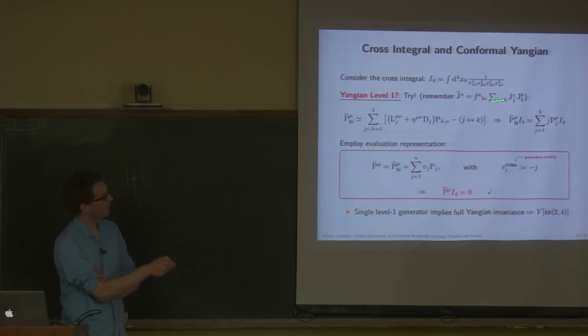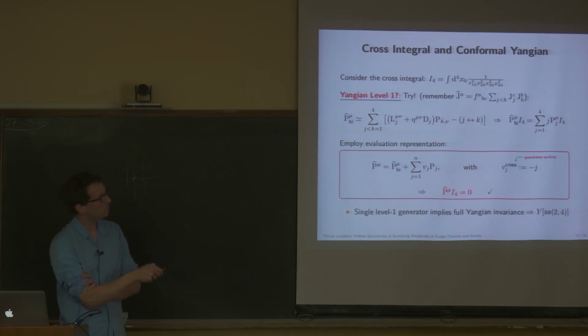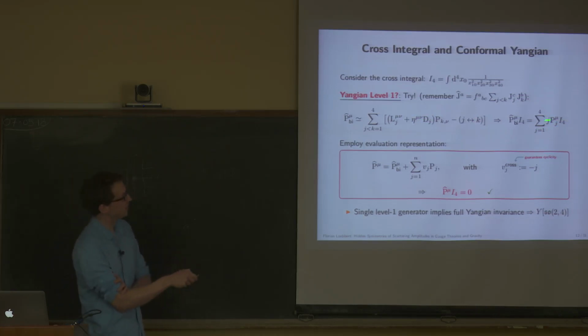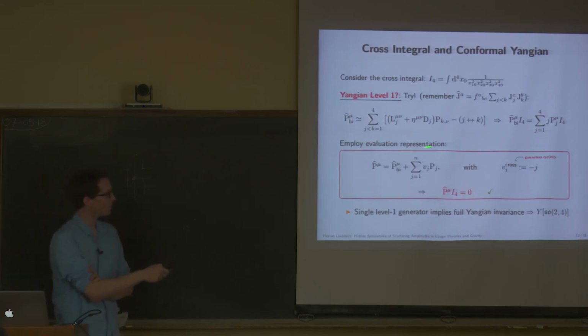Okay, so I evaluate this for the conformal algebra for the special example of the level 1 momentum generator. I get this, which is a differential operator. I act on this cross integral, and I find that the answer is not 0, but given by this relatively simple structure. So J labels my external legs from 1 to 4. And now I have this coefficient J times the density of the level 0 momentum generator.